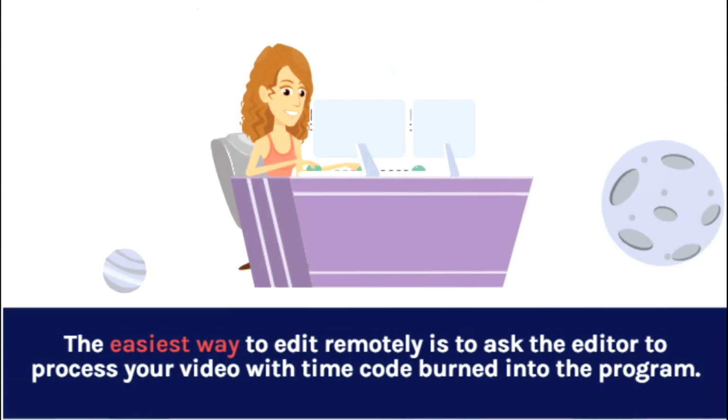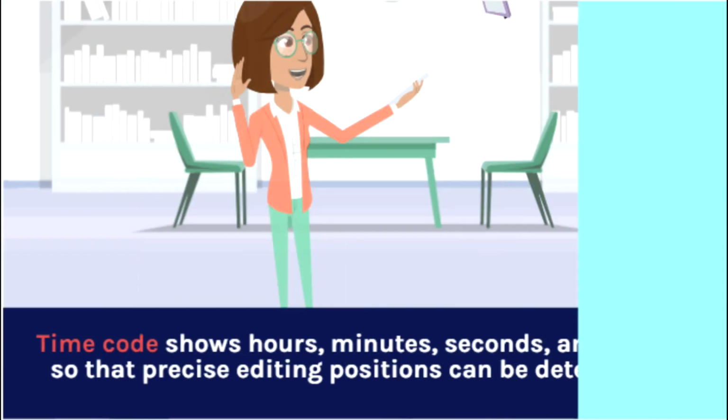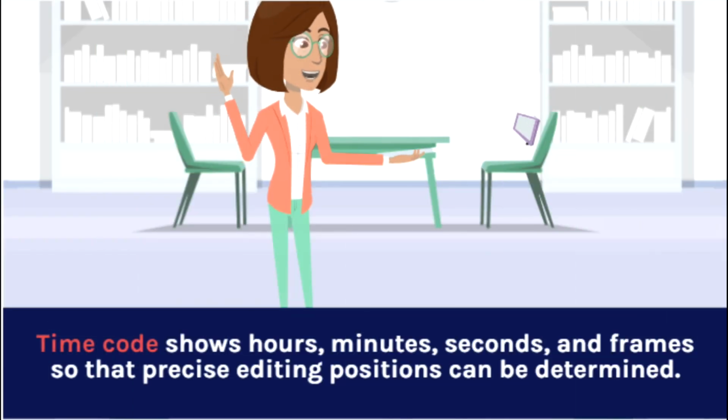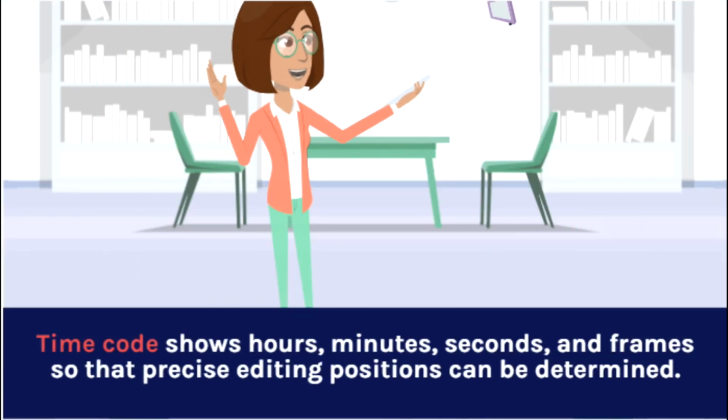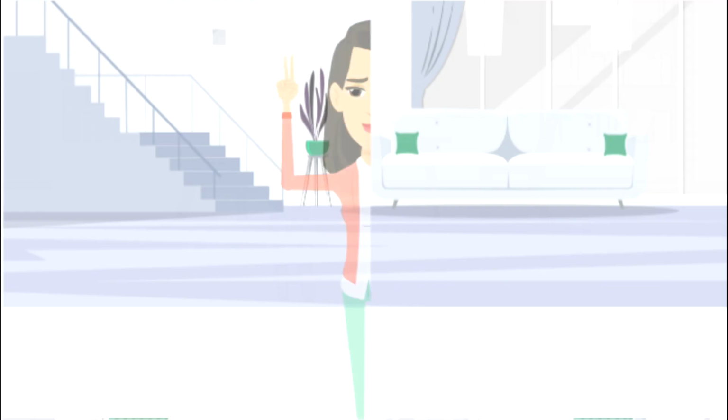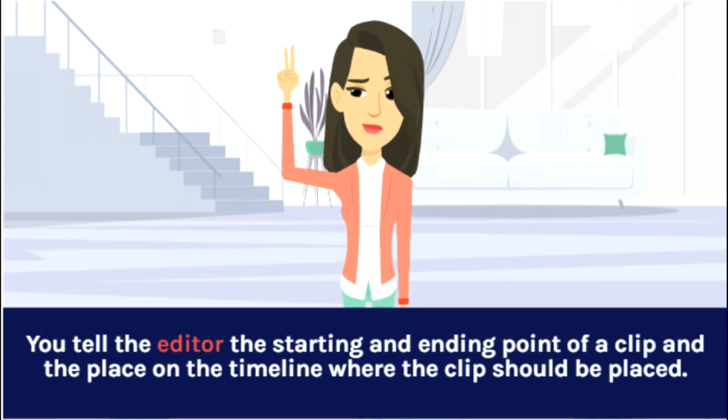The easiest way to edit remotely is to ask the editor to process your video with time code burned into the program. Time code shows hours, minutes, seconds, and frames so that precise editing positions can be determined. You tell the editor the starting and ending point of a clip and the place on the timeline where the clip should be placed.